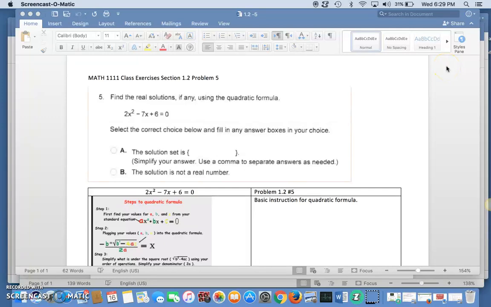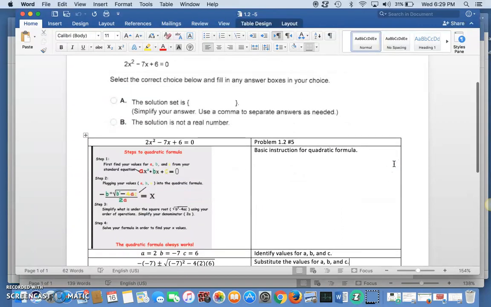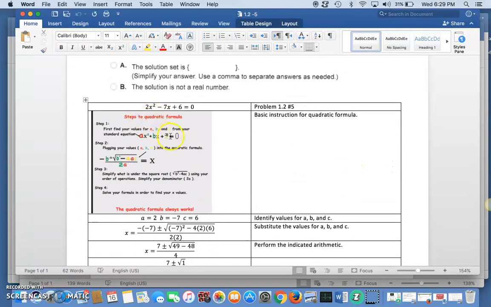Okay, we are working at problem number 5 from section 1.2, and this is the quadratic formula, and the quadratic formula always works. There's a lot of arithmetic involved in it, but it always works. If you've got the quadratic set equal to 0, then you should be able to identify the values that are referred to as A, B, and C from your formula.